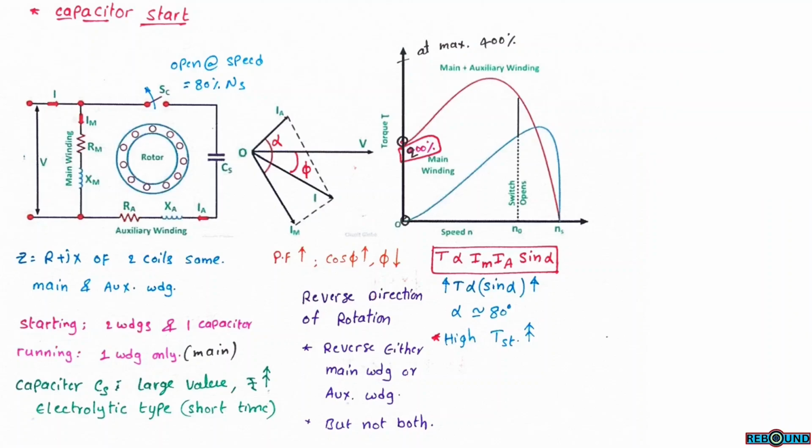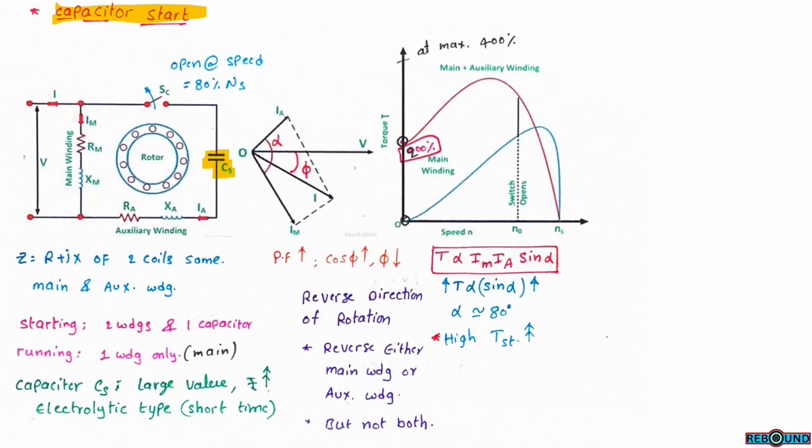The second motor, in case of single phase induction motor, is the capacitor start induction motor. All the connections are similar to the split phase induction motor. The only difference is one capacitor is added in the auxiliary circuit. This is the starting capacitor. All the operation is similar to the split phase induction motor. So this capacitor comes in the circuit at the time of starting only.